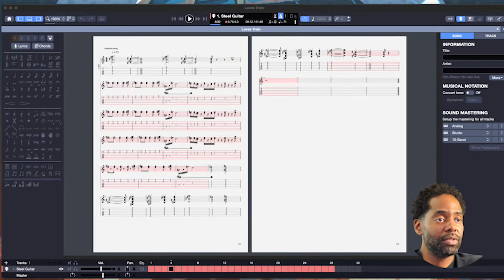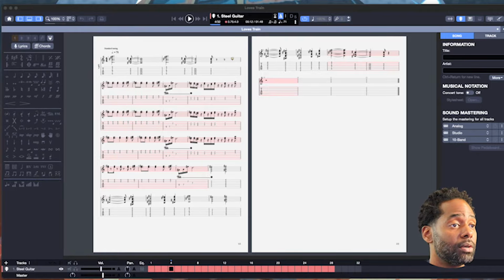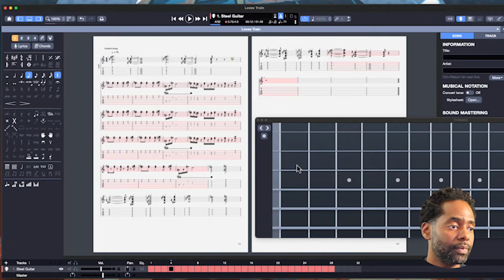This is the sheet music. It's not even everything, actually. This is not everything. Not the whole song, at least. But this is what I have so far. So right now, here's the intro.